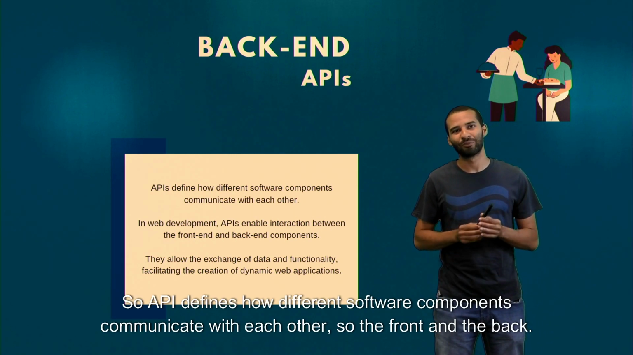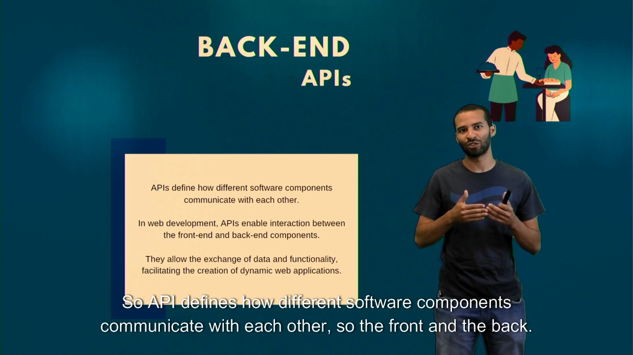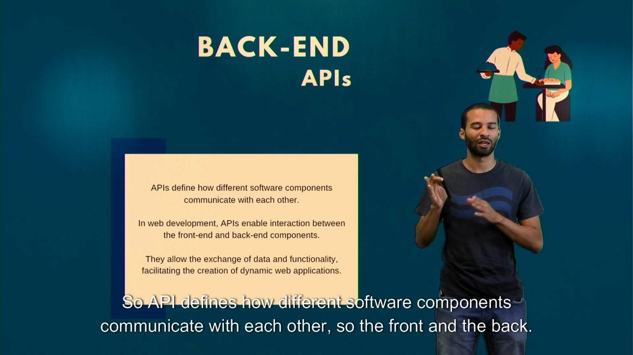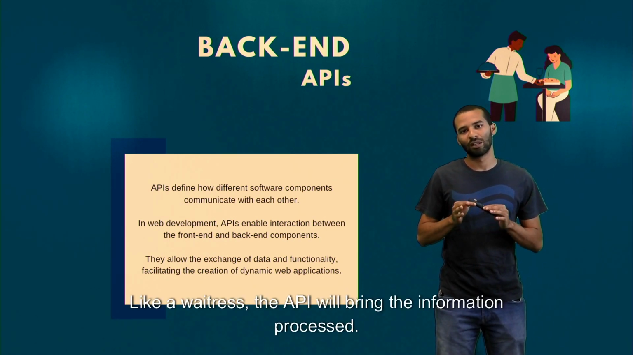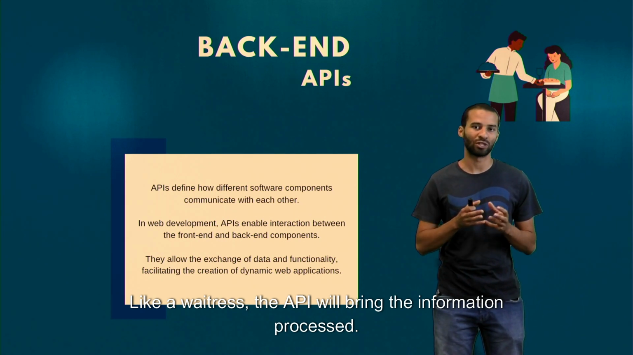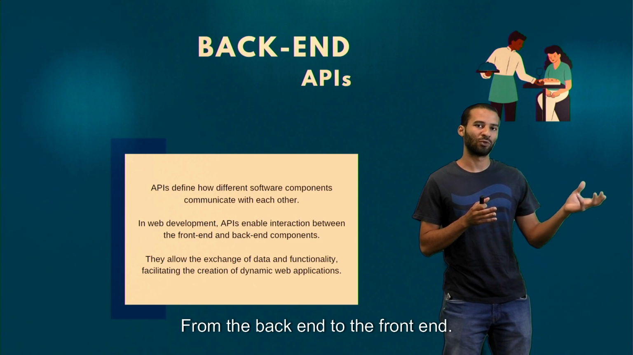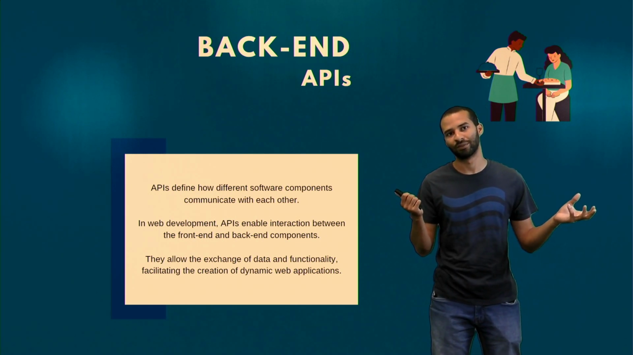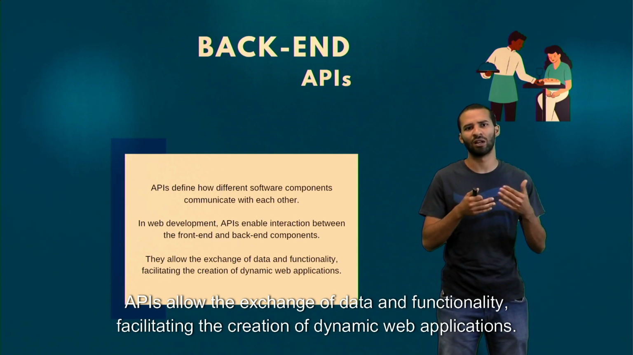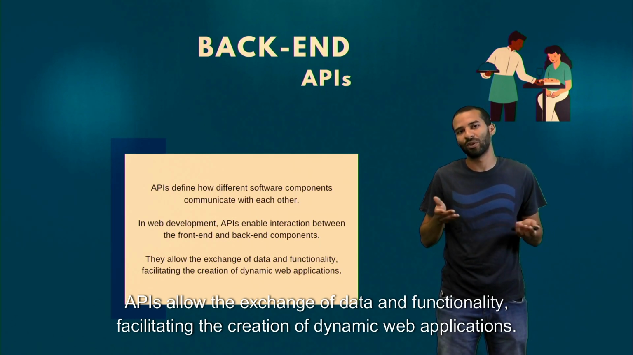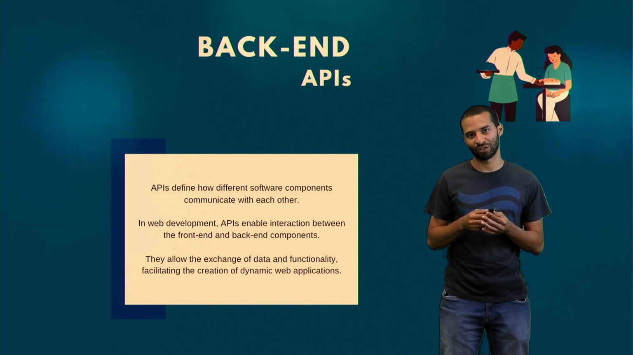An API defines how different software components communicate with each other, so the front and the back. Like a waitress, the API will bring the information processed from the back end to the front end. APIs allow the exchange of data and functionality, facilitating the creation of dynamic web applications.